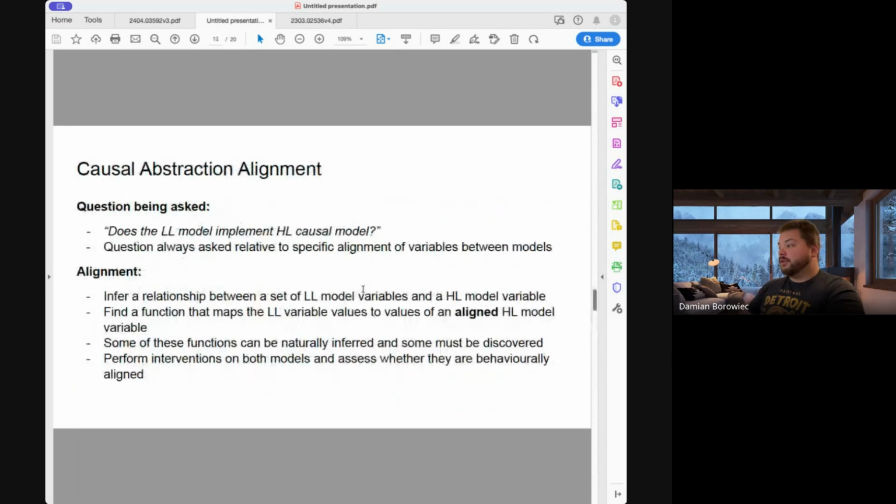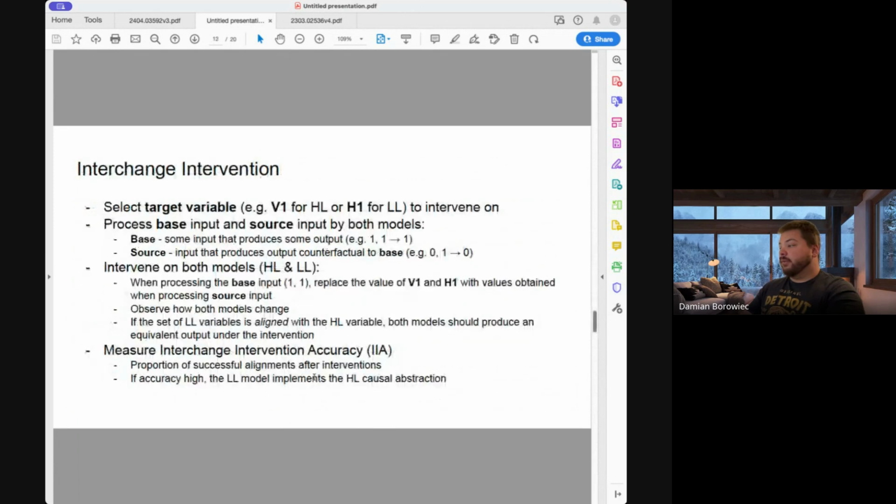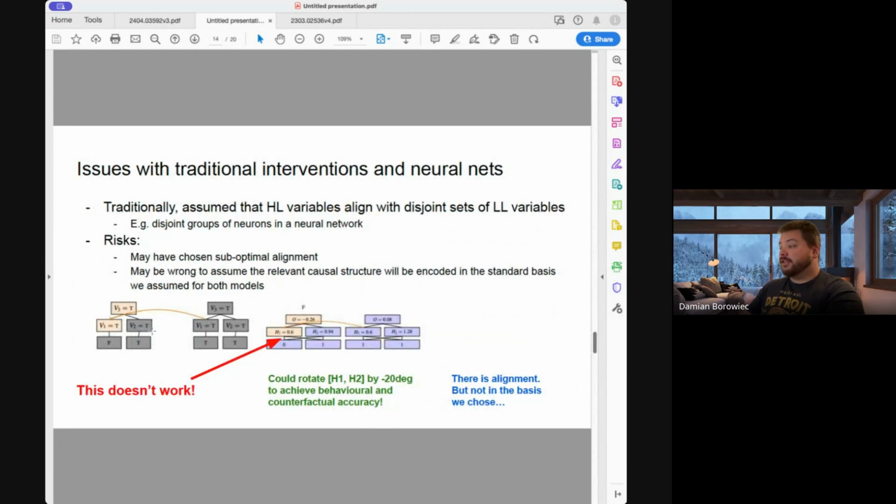So if we go back to this, you can see that the perfect weights for this model to implement this high-level model are these, and we could achieve the same intervention by rotating it by -20 degrees, which flips the behavior of the network. And that actually achieves the behavioral and counterfactual accuracy. So there is alignment, but it's not in the basis that we chose or assumed.